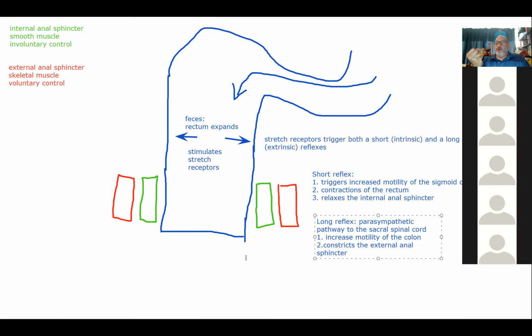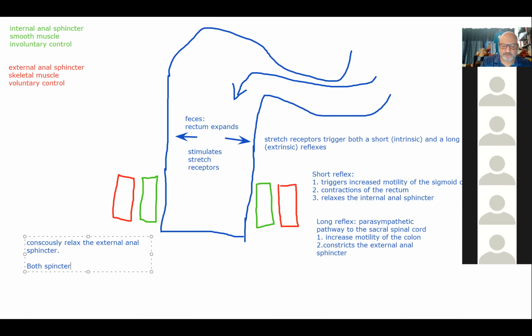So you're feeling the need to void, but you're not voiding as a result of it. So of course, what happens is you get yourself to a socially appropriate location. Once you get to that socially appropriate location, then you consciously relax the external anal sphincter. And when you consciously relax that external anal sphincter and both sphincters are open, then defecation occurs.